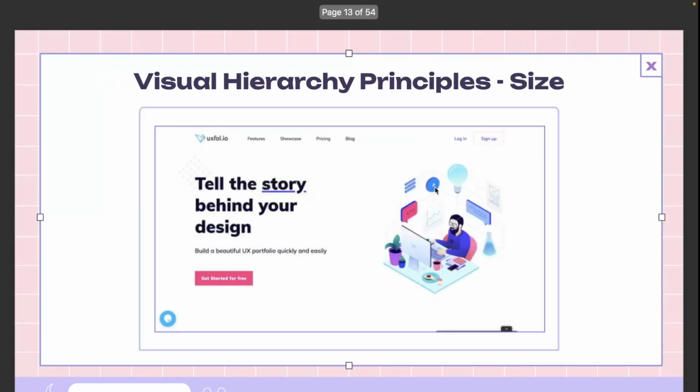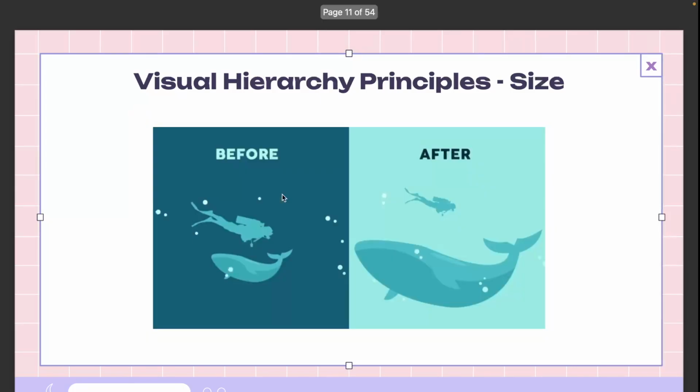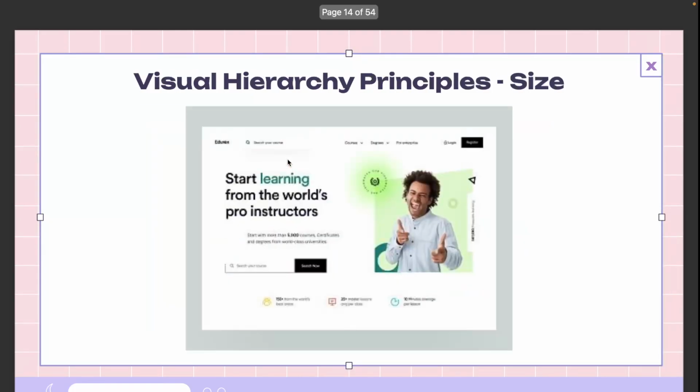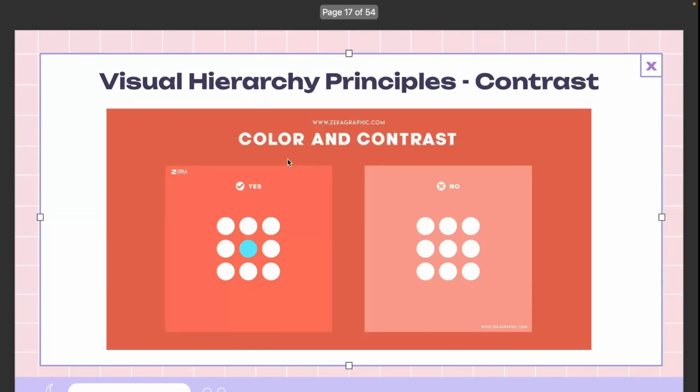For example, look at this part. This blue was a little bit of a contrast. Look at this one. There is a contrast here also. This one, the color of this picture is actually a contrast, right? So that is why the understanding of contrast is quite important.